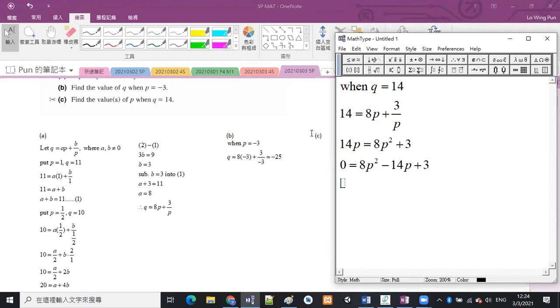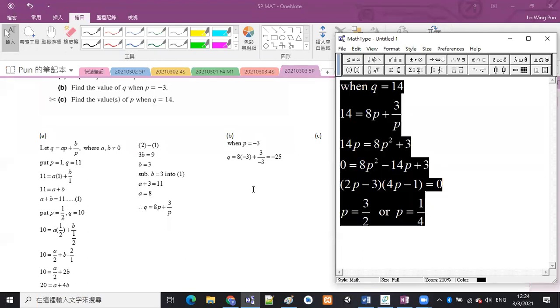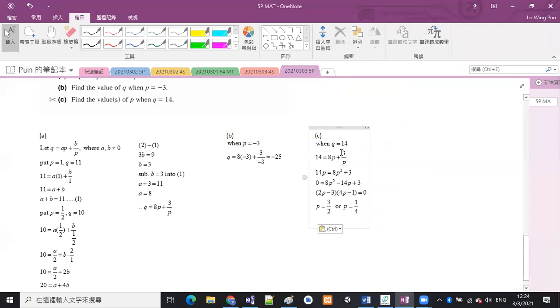Okay, and then you may just use the calculator to help you to find the answer. Let me see. It should be like this. No. It should be like this. Okay, so P will be equal to 3 over 2, or P is equal to 1 over 4. So those are the values of P. Is it okay?